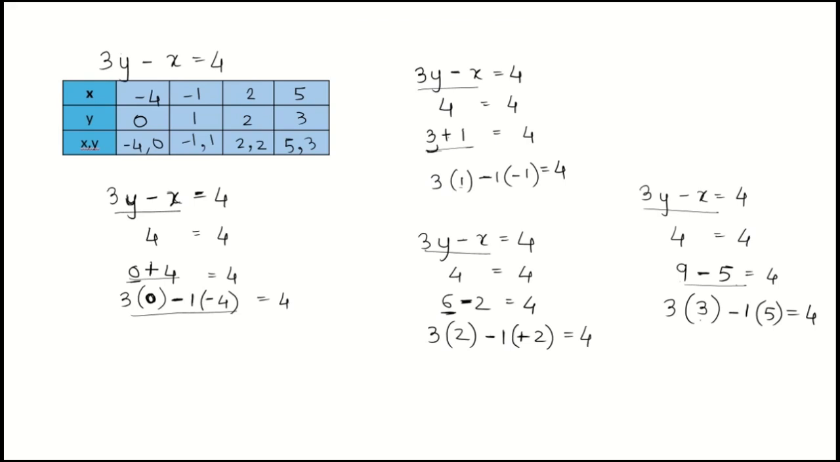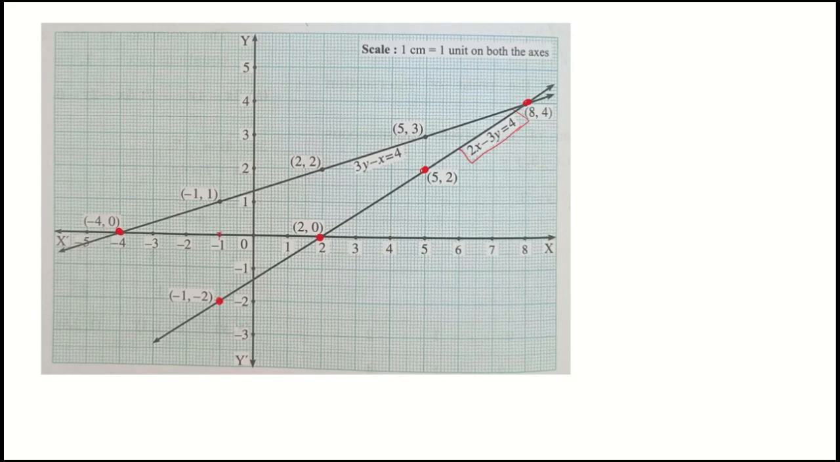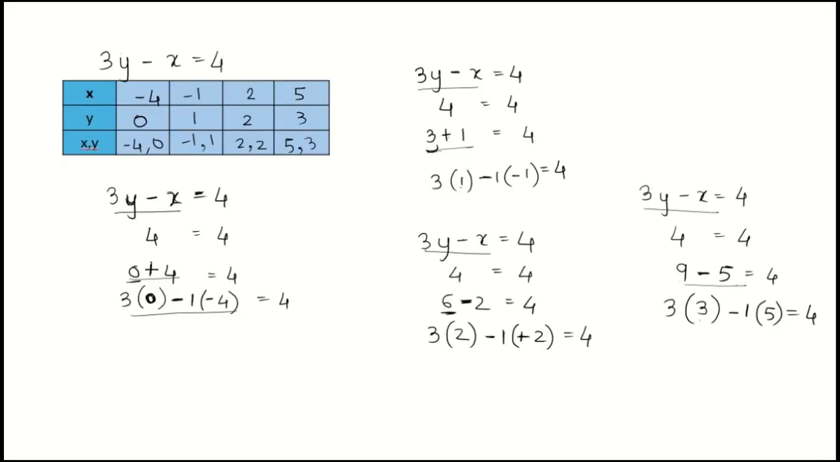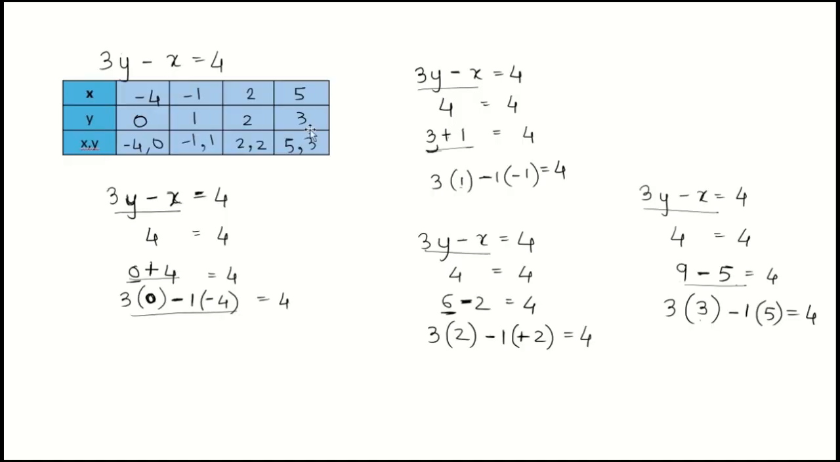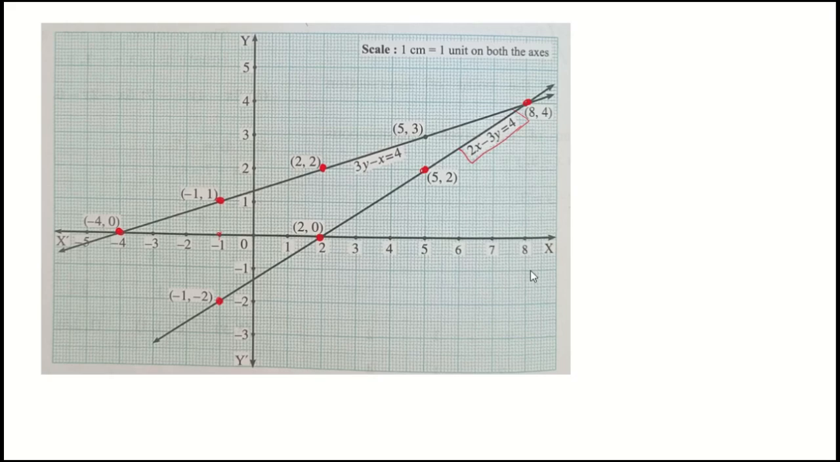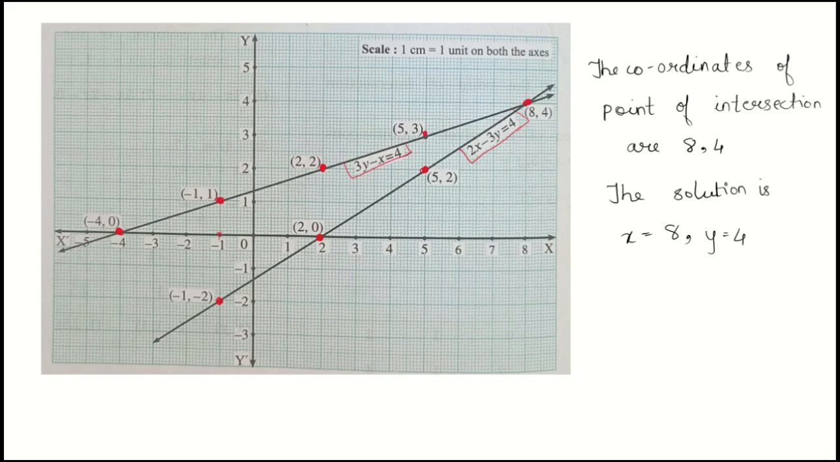Second point, minus 1 comma 1. Minus 1 and 1. This is the second point. Third point, 2 comma 2. It is here. Fourth point, 5 comma 3. Draw a line for this equation, 3y minus x is equal to 4. And both the lines are meeting at a single point, 8 comma 4, which means the point of intersection is 8, 4. Therefore, the solution is x is equal to 8 and y is equal to 4.